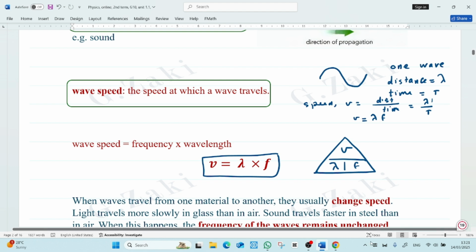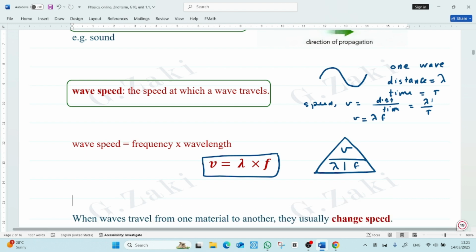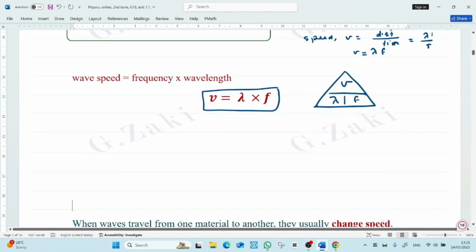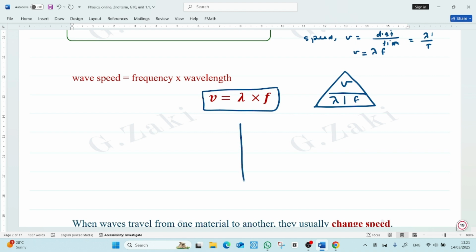Remember, a very important note about the speed. Here we have the speed related to one medium and related to two different mediums. Medium means what? Solid, liquid, or gas. In the same medium, the speed is constant, unchanged.